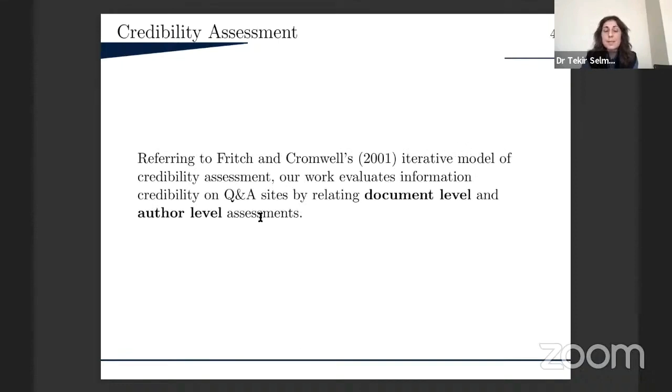Yes, there are similar assessment schemes actually. Our work is a credibility assessment on question answer sites. And Fritch and Cromwell's iterative model tries to cover some document level, information content level characteristics, and author level, information source level characteristics as well. In our particular case, we try to relate some content level characteristics to source level characteristics.